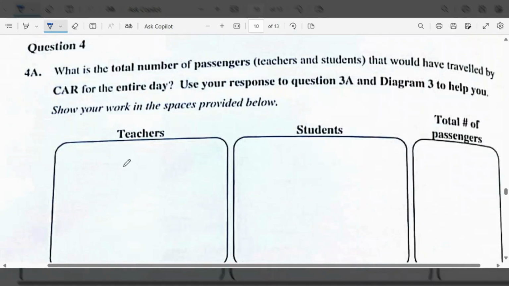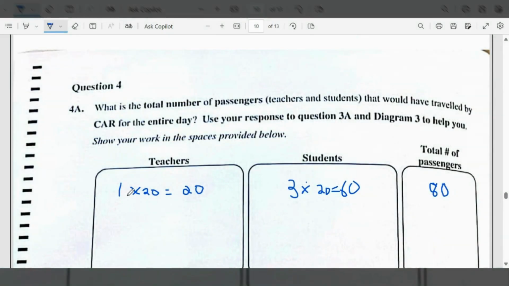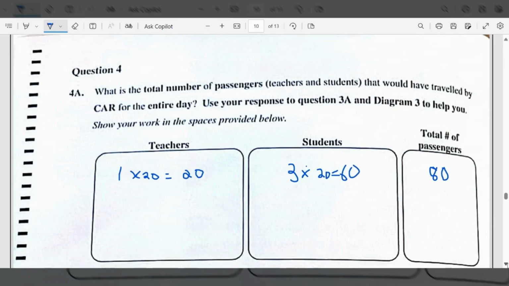And we know that there was 1 teacher per load, and there were 20 full loads, so therefore it's 1 times 20 gives you 20 teachers, and for each full load of car there's 3 students, so 3 times 20 gives you 60 students, and 20 plus 60, that's a total of 80 passengers.